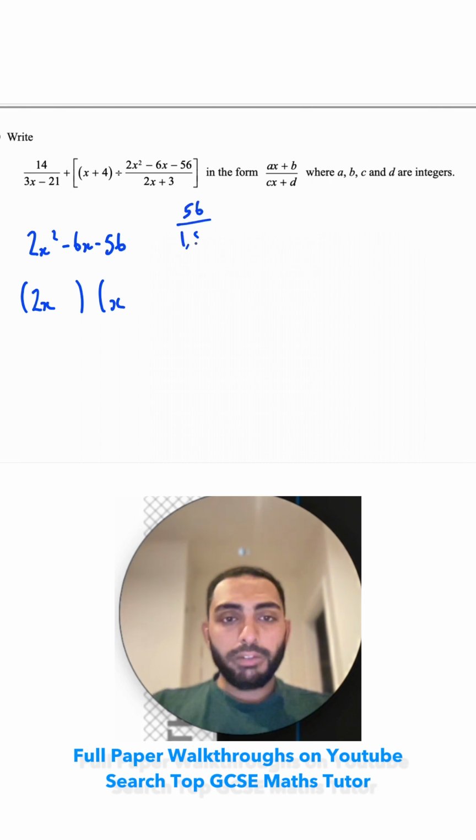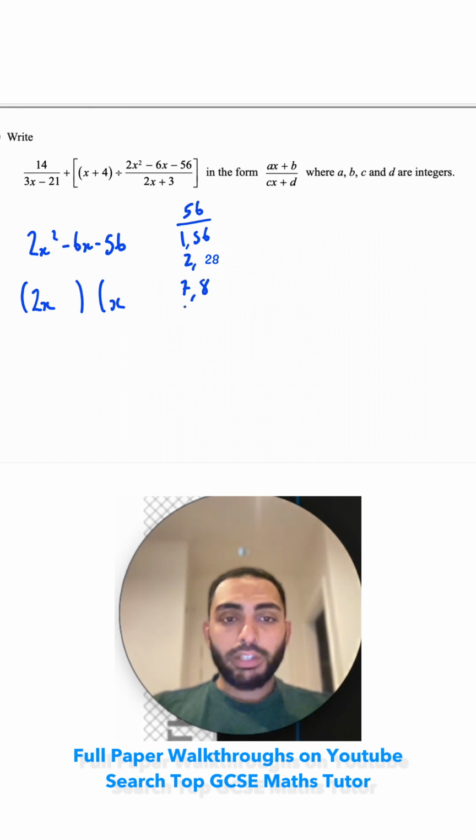So I have 1 and 56, 2 and 28. 3 doesn't go in, 5 doesn't go in, 6 doesn't go in, and 7 would pair with 8. After 7 and 8 comes 8 and 7, and 8 is a duplicate, so that means we don't have to continue. After you see any duplicates, you don't have to continue. That means you've found all of them.